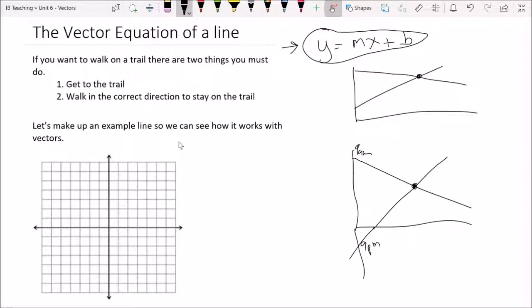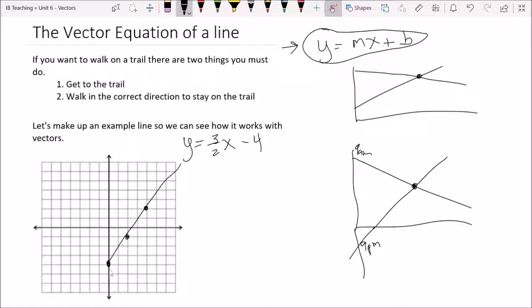So let's make up an example so you can see what I'm talking about. I'm just going to make up an example like back from Algebra 1. So let's do y equals 3/2 x minus 4. So let's graph that. We start by going down 4, 1, 2, 3, 4. And then from there we go up 3 over 2, and up 3 over 2 again. And so I got my dots.